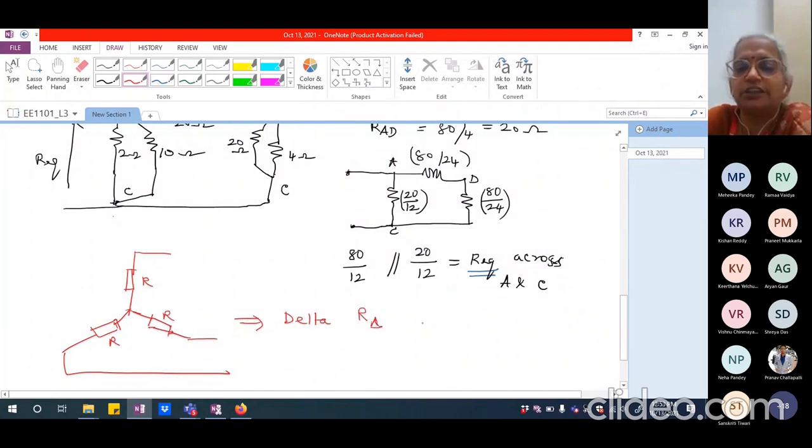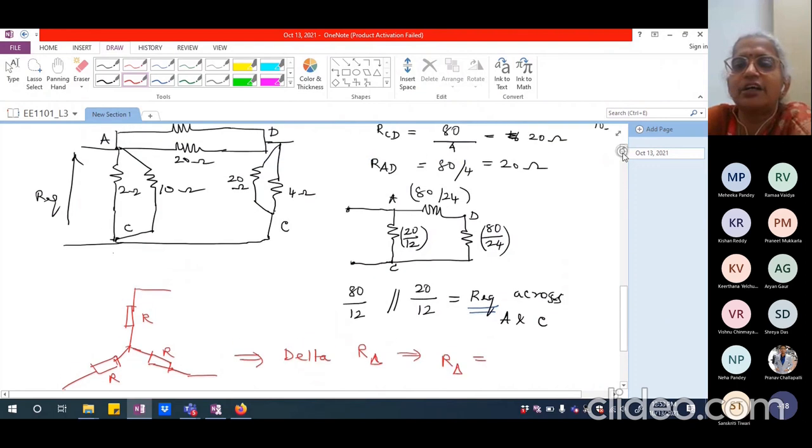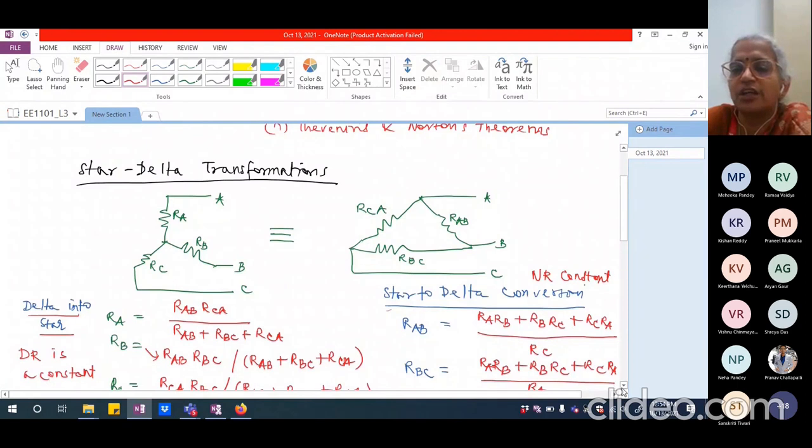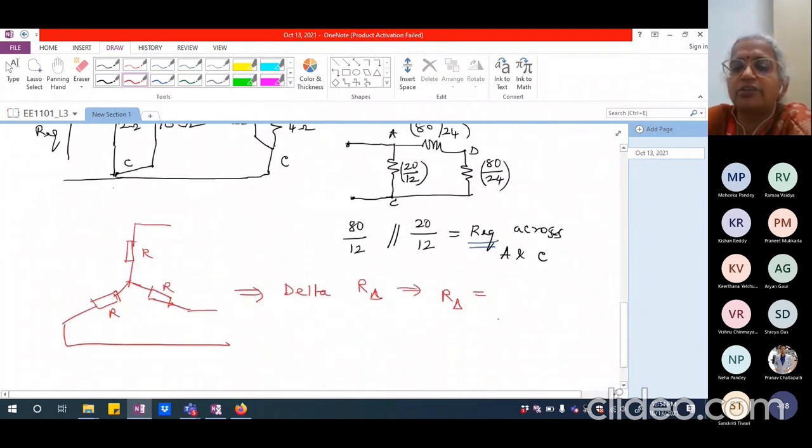In delta, let me call that R delta. So if I want to convert this into R delta, which is connected in delta, as you see, the numerator is a constant, and the numerator is a product of all these things. So I am going to get basically 3R square. If all of them have equal values, this is going to be 3R square divided by R. So what I get is basically 3R. So whenever I am converting a star connected R resistance to delta connected R delta, 3 times that value comes as the resistance of every branch.